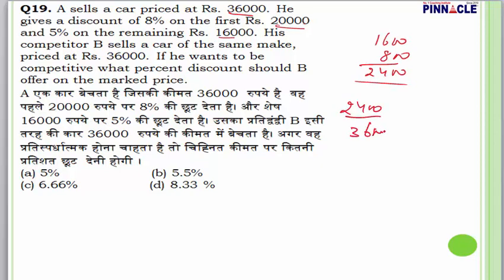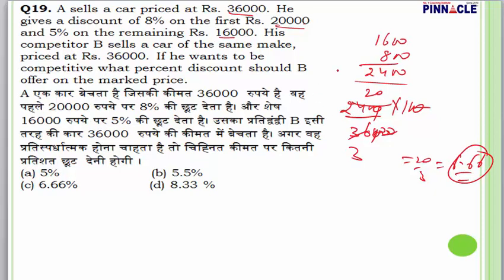On 100 he will give 20 by 3, that is 6.66% discount. Now, if his competitor wants to be competitive, then he has to give at least 6.66% discount. So he should give a discount of 6.66%. Answer is C.